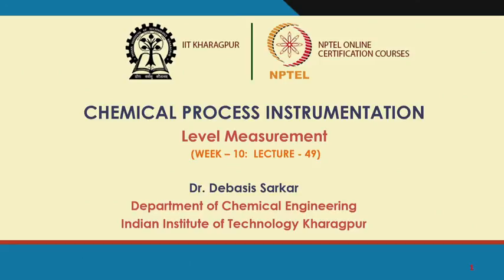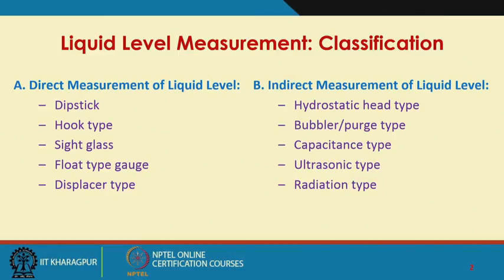So, in our previous lecture, we talked about the capacitive type level gauge, and we are talking about level measurement that uses an indirect principle. So, we do not measure level directly; we measure some property related to level and then infer the value of the level. So, this was our classification.